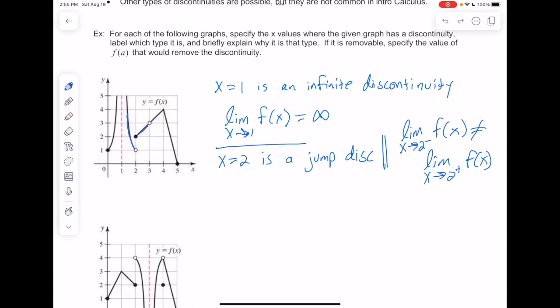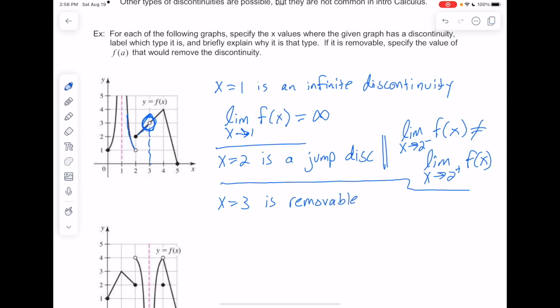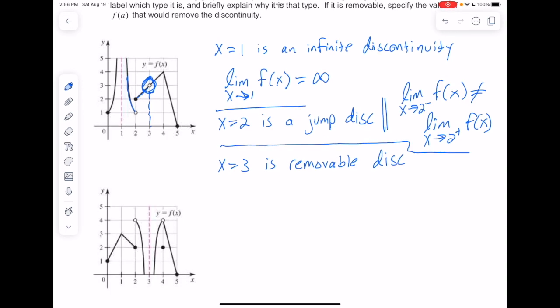All right, one final discontinuity on this graph occurs right there where there appears to be a hole in the function, and that is occurring at x equals 3. So x equals 3 is a removable discontinuity. What we've been calling holes in functions are also removable discontinuities. The idea there is the limit exists, but the value of f of 3 is just undefined. And we could patch that hole if we just defined f of 3 to have the same value as the limit.